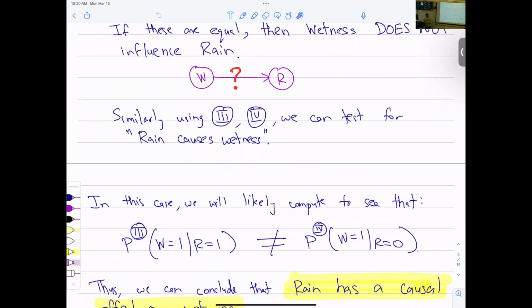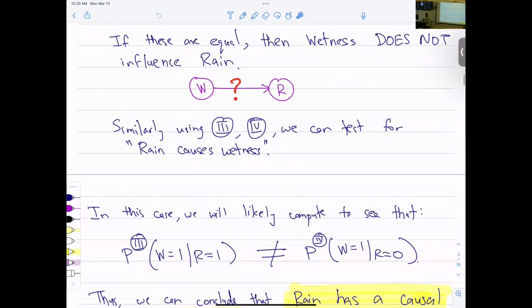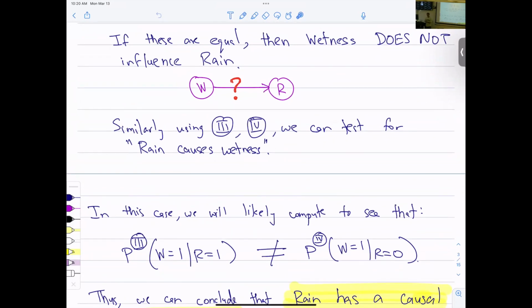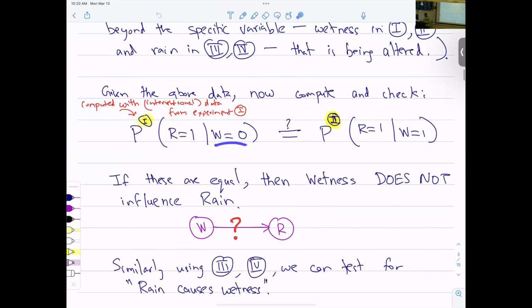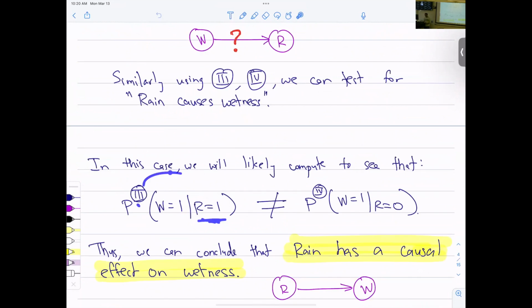Coming to your question: now suppose I want to understand whether rain causes wetness. This is a different question. For this question, I need to look at models 3 and 4. In model 3, remember, I was forcing rain using a cloud seeder. In model 4, I was forcing no rain using a giant fan. Let's check again in this world. In model 3, rain is always 1. In model 4, rain is always 0. In these two models, let me check the probability that wetness equals 1 in each, and ask whether these are the same or not. If these differ, then I'm going to conclude that rain has a causal effect on wetness. So hopefully you get a sense of this notion of causality which we are dealing with here.